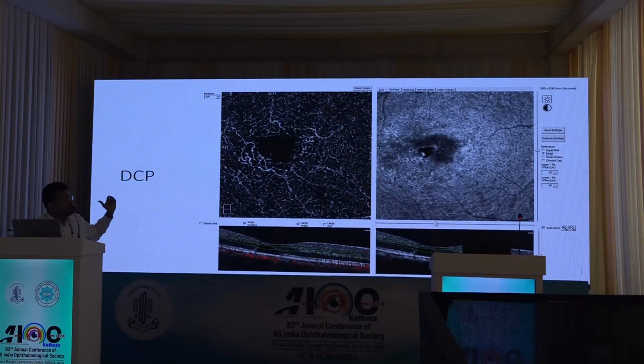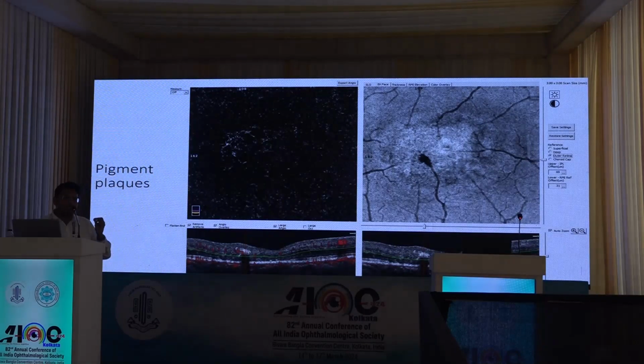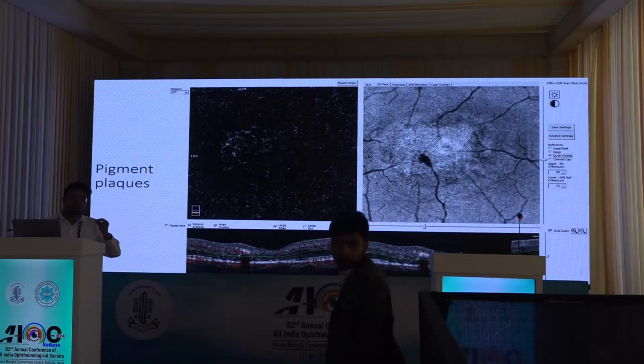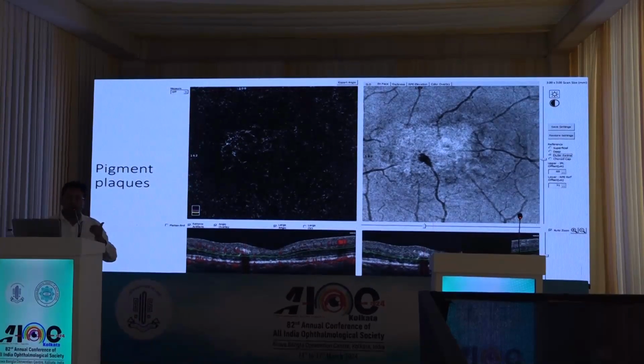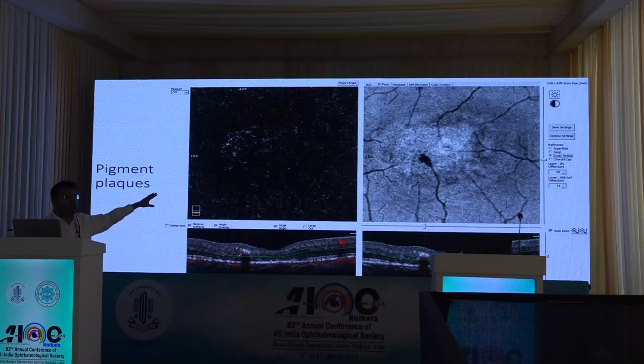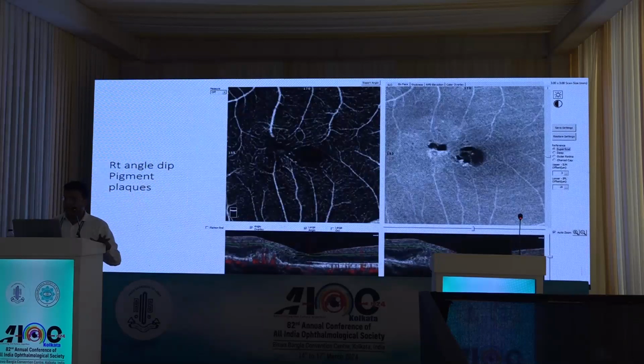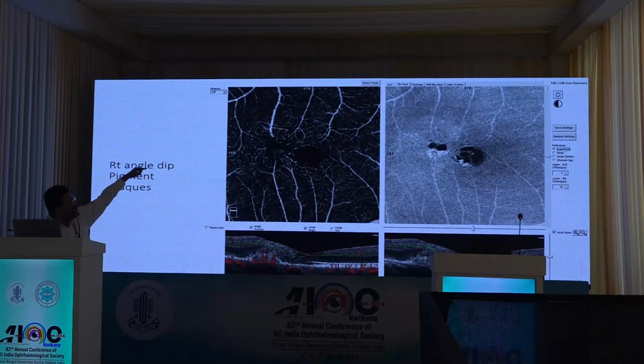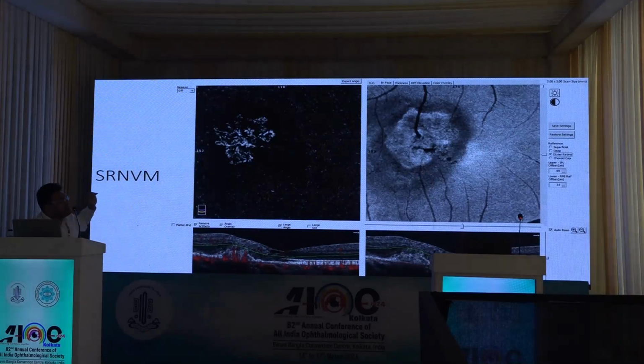And when you go to the deeper slabs, you can see these abnormal telangiectatic vessels which are very well identified on the OCT angiography. Now pigment plaques, which are seen in stage 4 of the disease, are a non-vascular entity. So you cannot see those pigment plaques on the OCT angiography images, but you can see them in the en-face OCT images. Now the right angle dipping, you can see this dilated right-angled vessel which is dipping inside the retina. That is a very characteristic feature of macular telangiectasia stage 3, and you will eventually see that this is in the outer retinal slab.